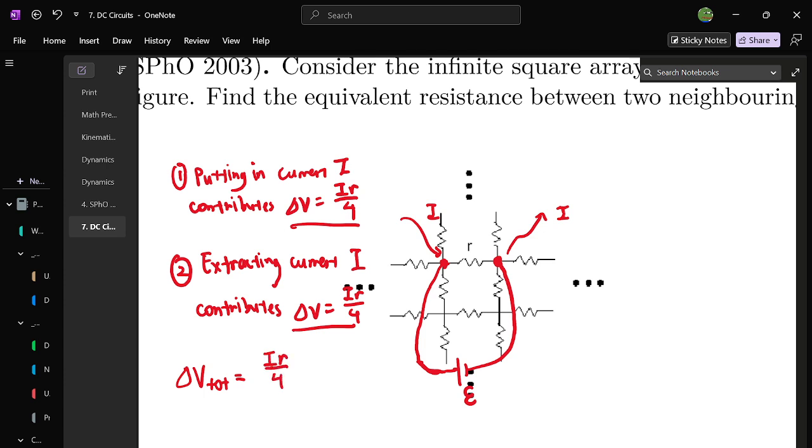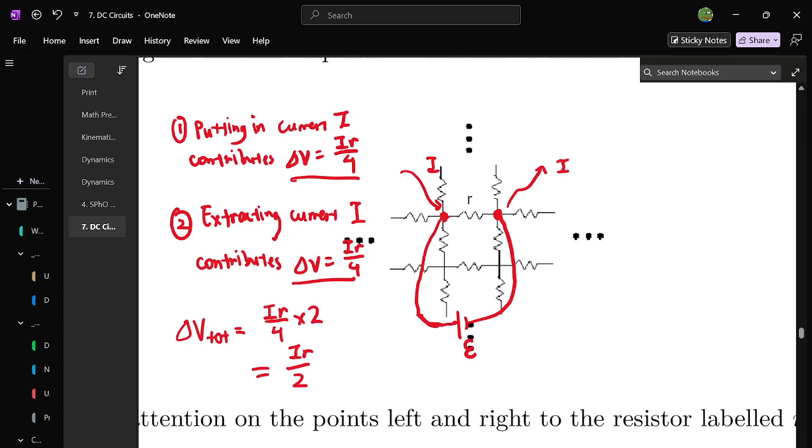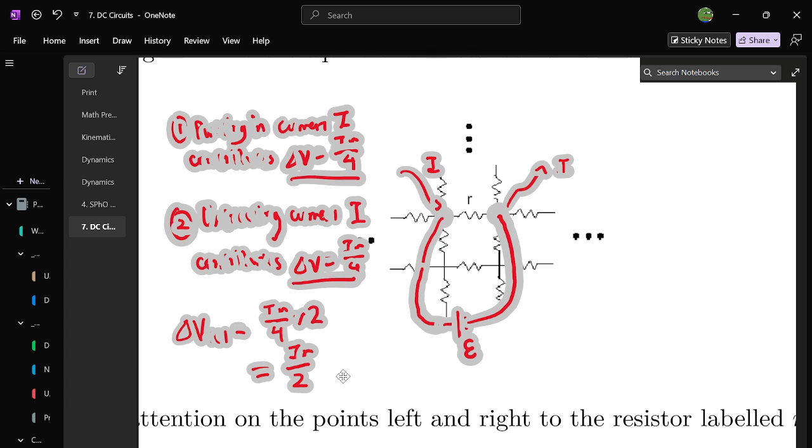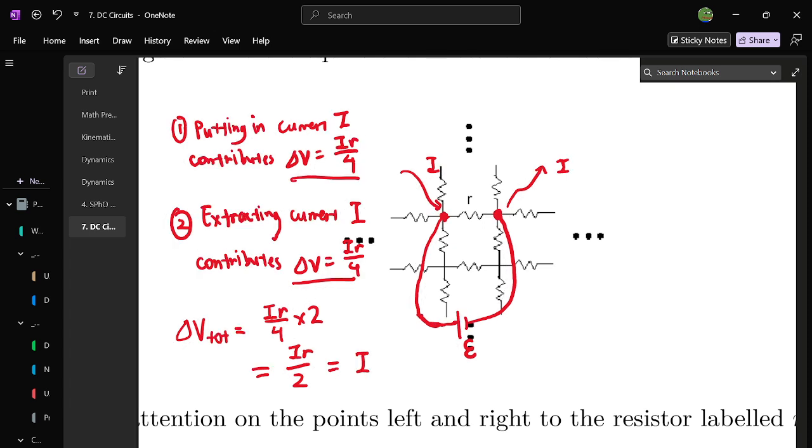So it's just this. And the total current that is flowing is I, right? And you recall from Ohm's law that this relation is true, where R effective is the effective resistance between the 2 points. And so you can simply conclude that R effective is just small r over 2. And that's how you solve the infinite grid problem using an ingenious superposition argument.